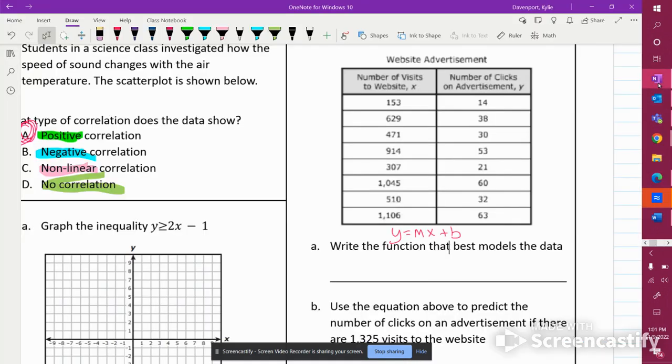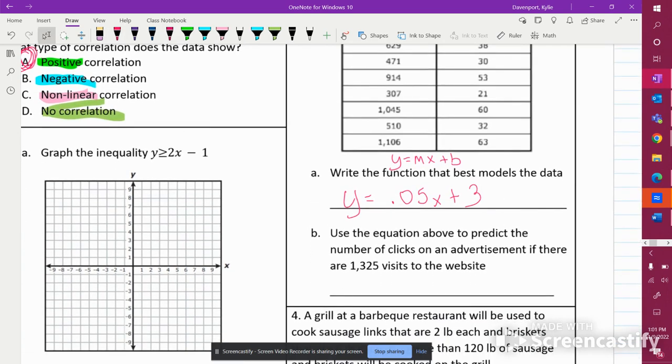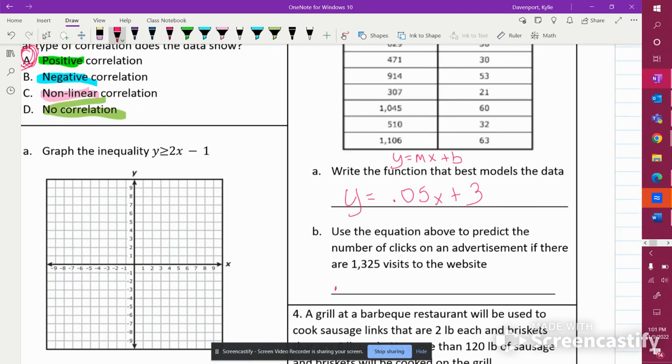So now I can go back here. The function would be y equals 0.05x plus 3. Now, the extra piece here says use the equation above to predict the number of clicks on an advertisement if there are 1,325 visits to the website. So we can plug in 1,325 for my x value. Okay, so I would have 0.05 times 1,325 plus 3 equals something.